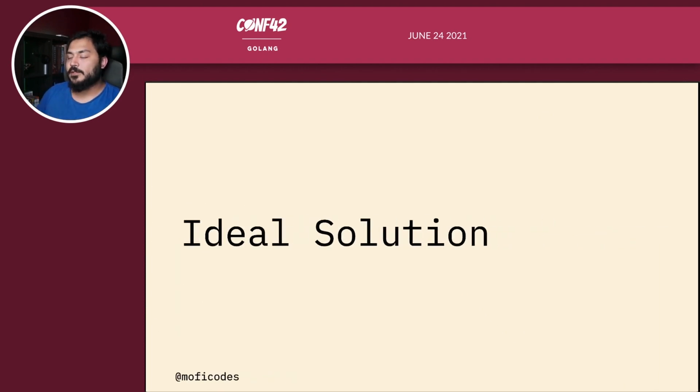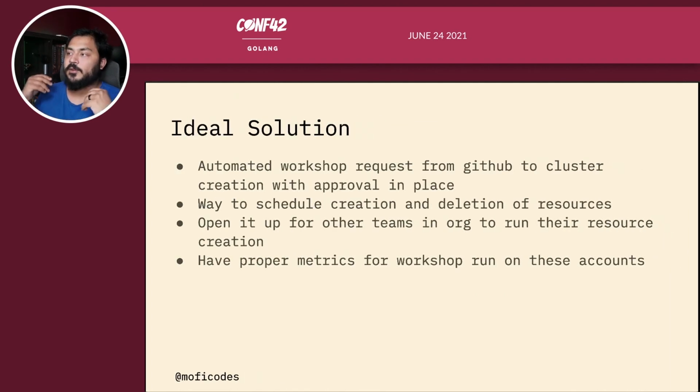The ideal solution, and the solution we're currently working towards making happen, has automated workshop requests going from GitHub to cluster creation with an approval in place. Right now we have an internal GitHub repository where people come in and request workshops. What we want to do is process that request using something like a Cloud Function and automatically create a request in our kubeadmin application with some manual approval, so that we make sure that only the approved workshops get resources created for them.